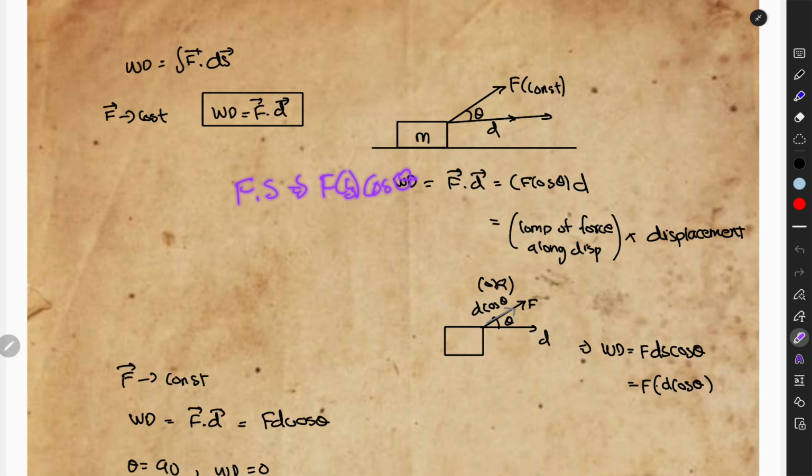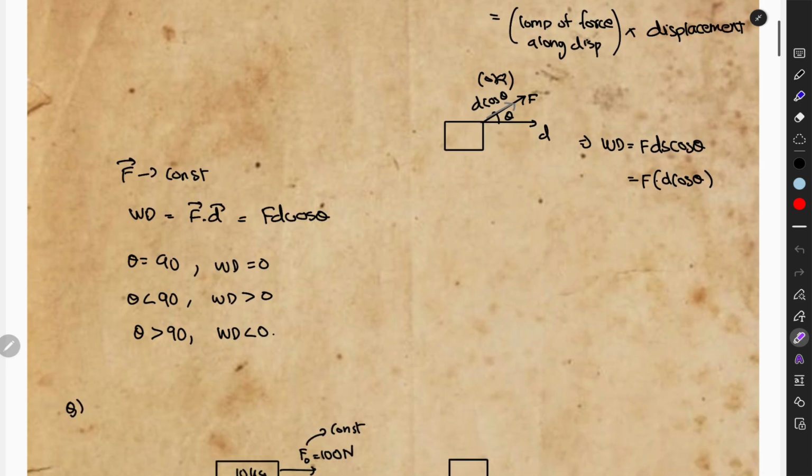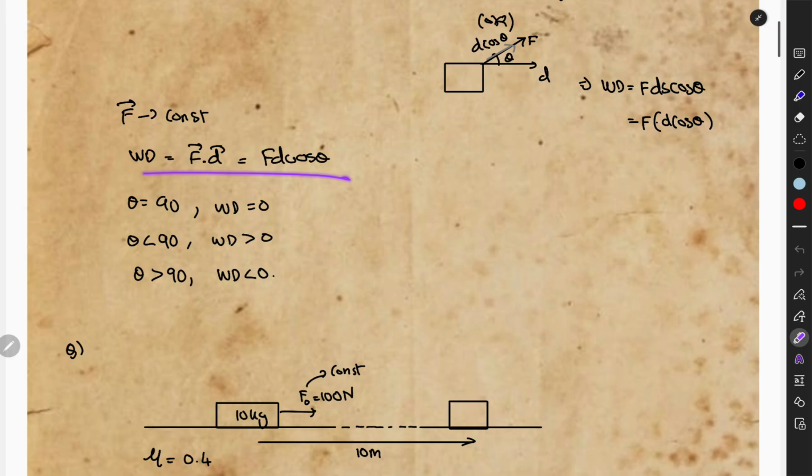Either you can take the force component in the direction of the displacement, or the displacement component in the direction of force. You can take either of the two ways. In this case, I've taken F cos theta times d, the force component in the direction of displacement. This is another case where the displacement component is taken along the direction of force. So when force is constant, we have seen this formula.